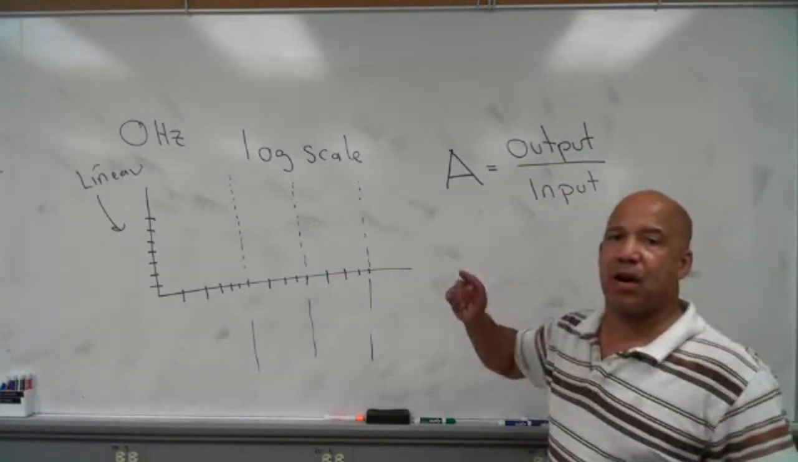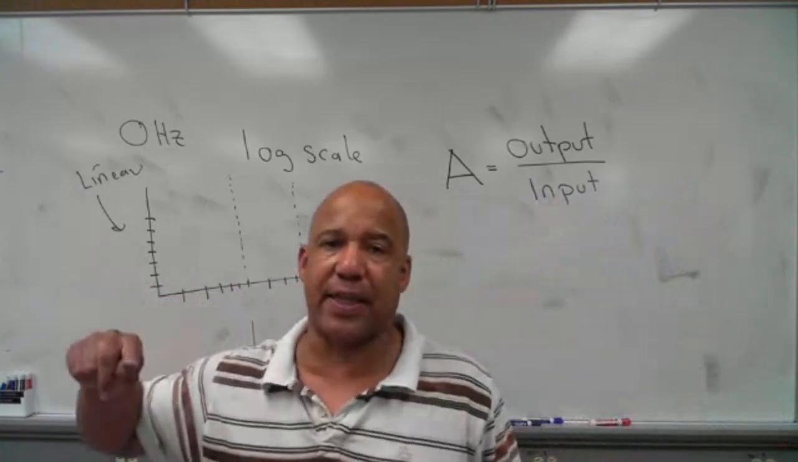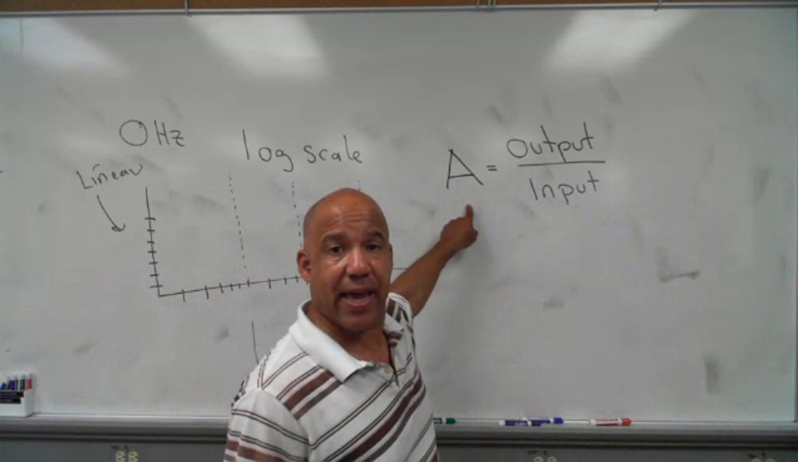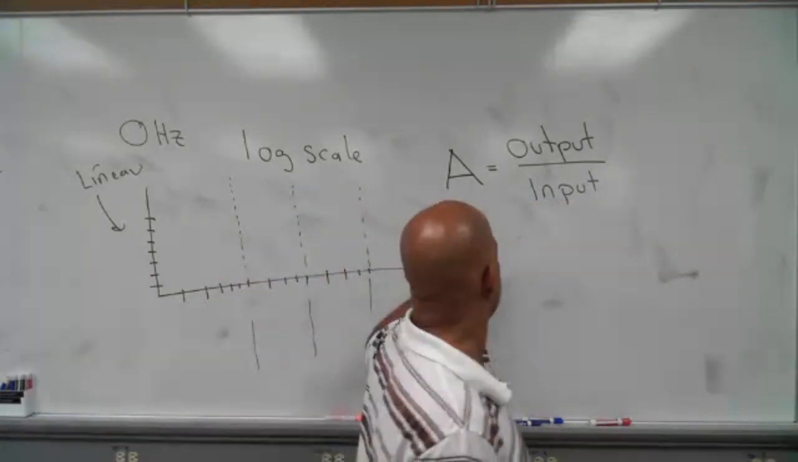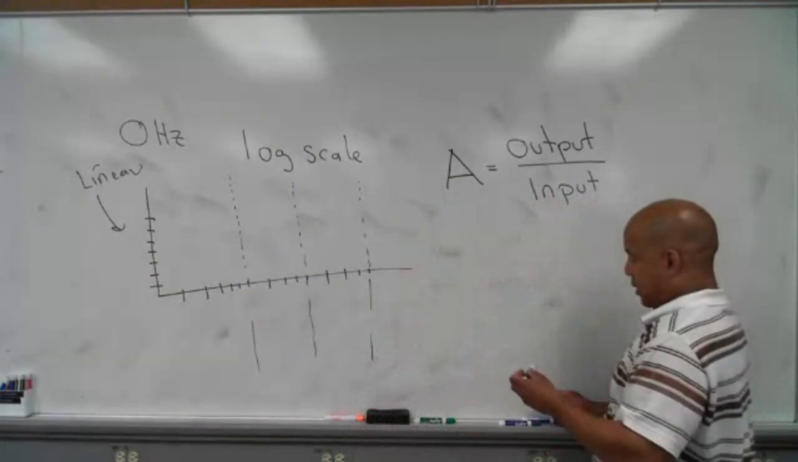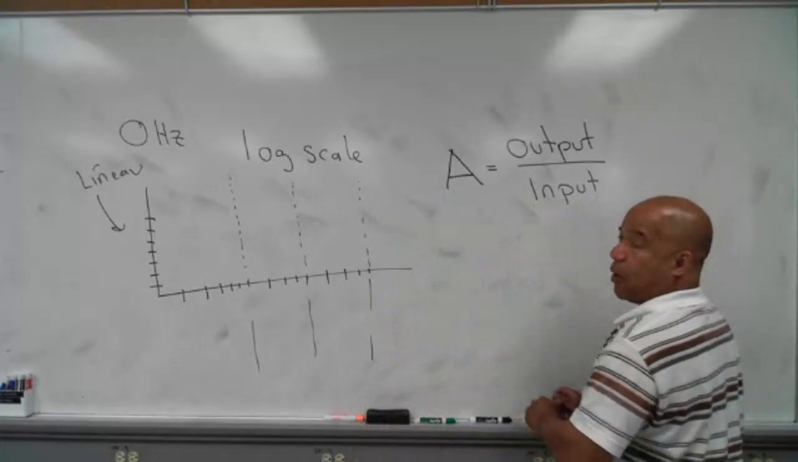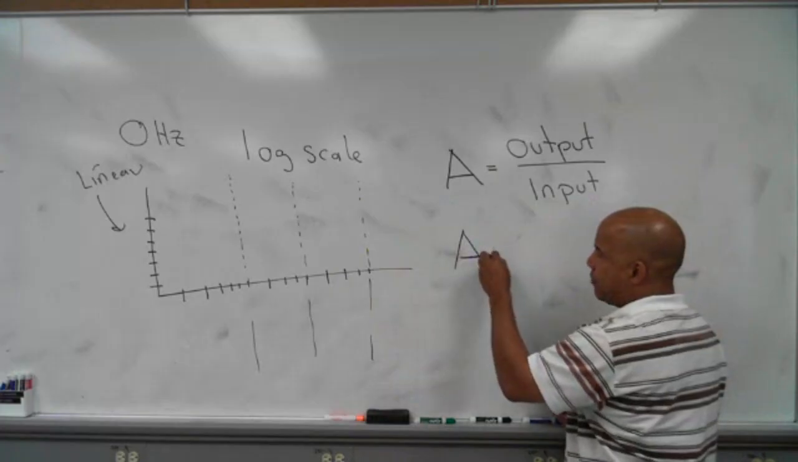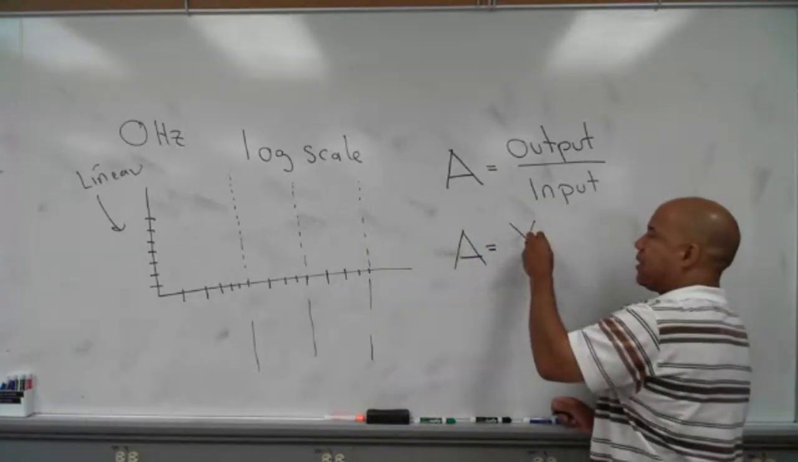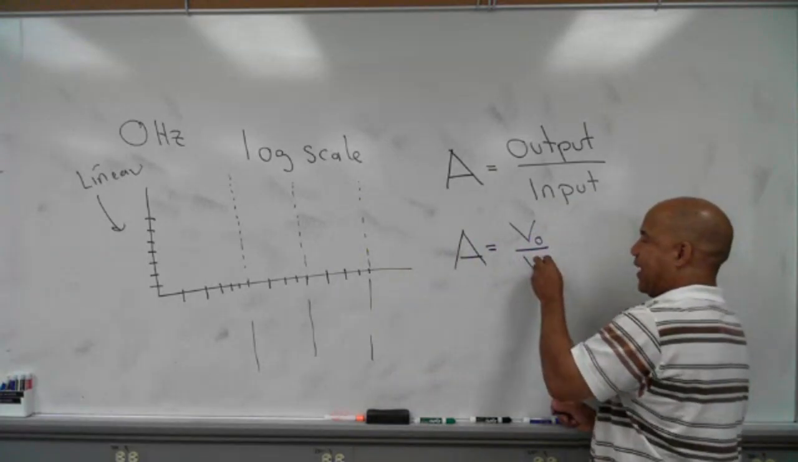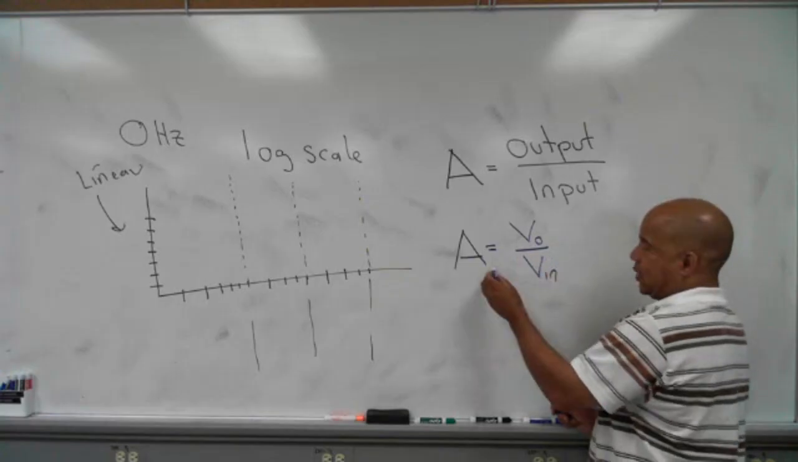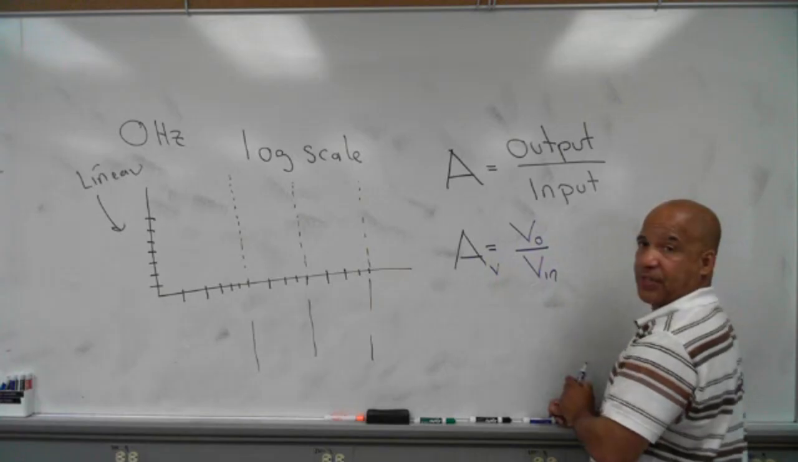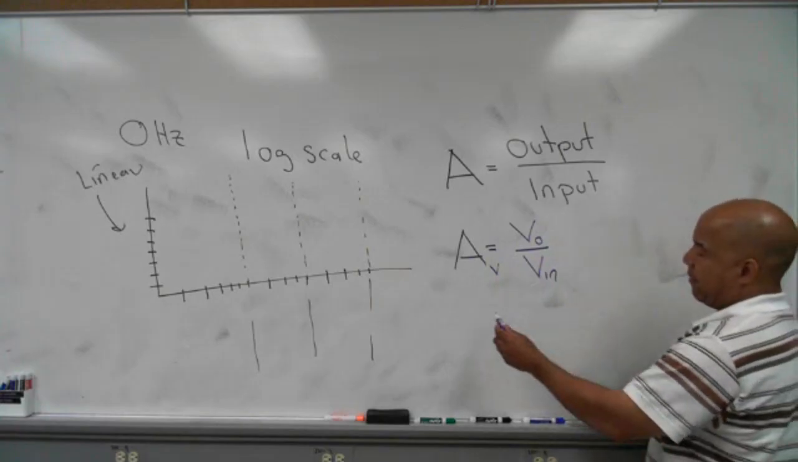Now, depending on what output quantity and input quantity you use, it's how you name the gain. So here's what I'm saying. Let's say I'm using voltage. If I want to know voltage gain, the gain will be the output voltage divided by the input voltage. I would call this A, and I would subscript it with a V, because that's voltage gain.